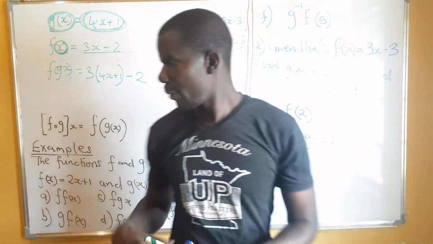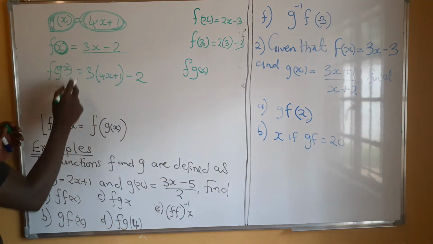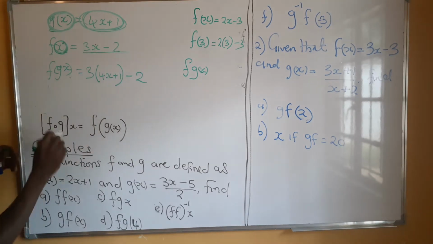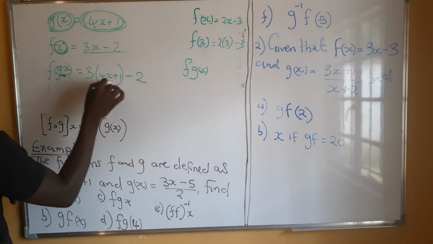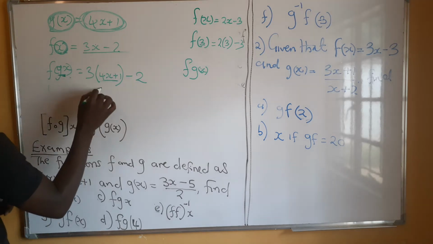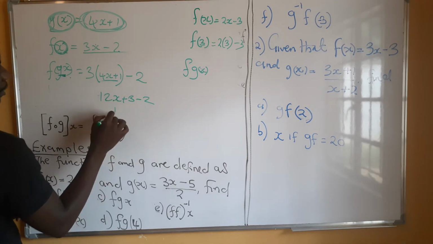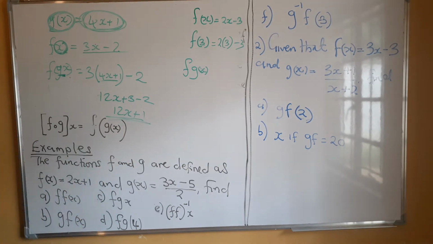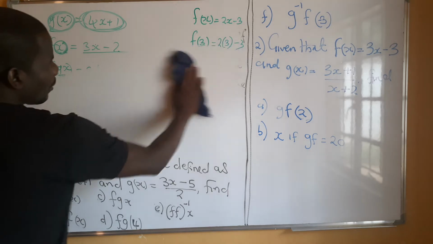We can go on and simplify, but my interest was how one function is swallowed into another. Where there was x, we put g(x). Then you can simplify this. You are going to have 12x + 3 - 2, which is 12x + 1. This is what ends up being our answer there. But then, let's come to our examples. I think that is what is important.